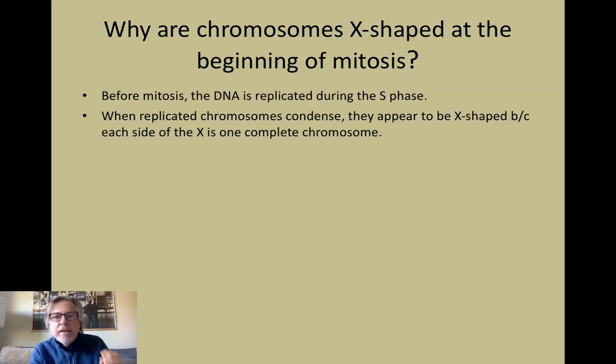When the replicated chromosomes condense, they appear to be X-shaped. And so why is that? Because each side of the X is one complete chromosome. And I'm going to show you a picture of this in a second.